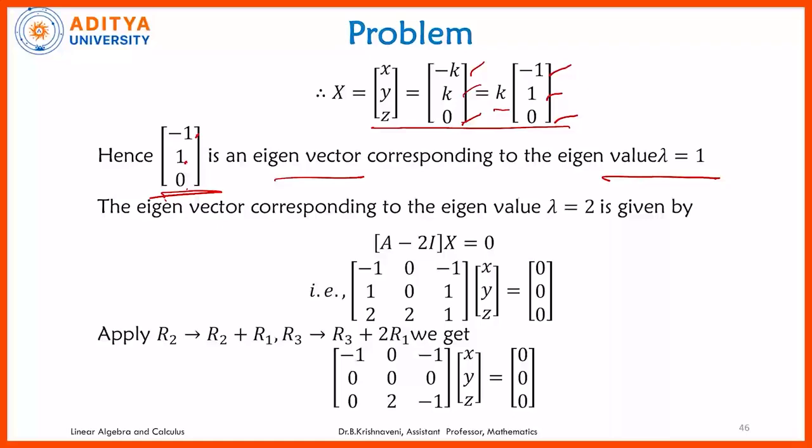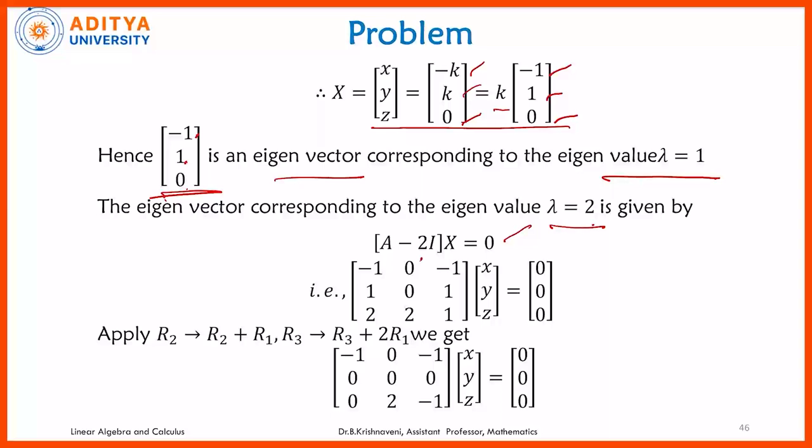Next, find the eigenvector corresponding to the eigenvalue lambda is equal to 2. Again, by means of the equation (A - lambda I)x = 0, on substituting lambda equal to 2, we get the equation (A - 2I)x = 0.